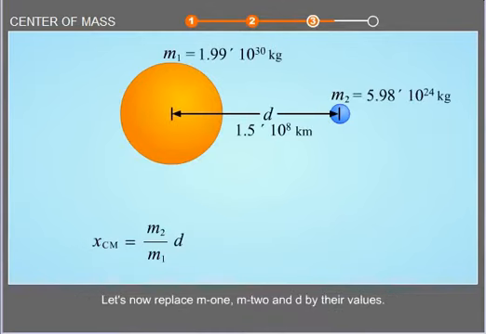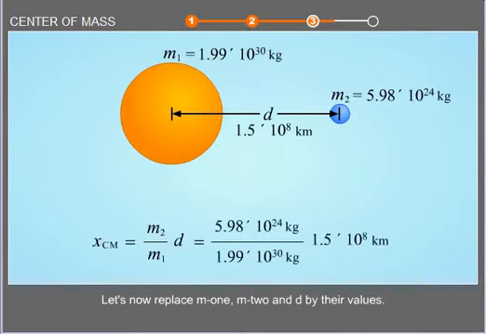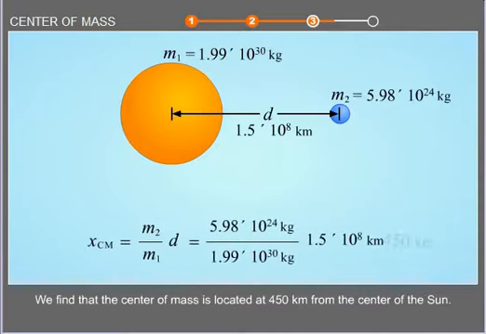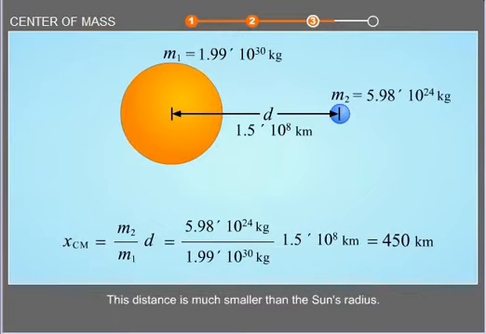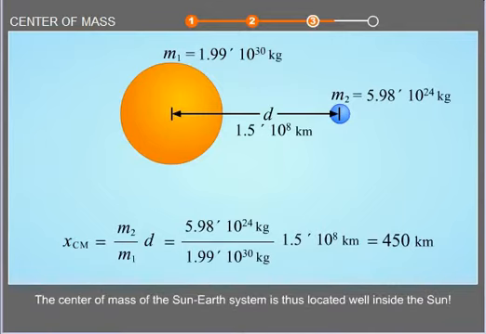Let's now replace m1, m2, and d by their values. We find that the center of mass is located at 450 kilometers from the center of the Sun. This distance is much smaller than the Sun's radius. The center of mass of the Sun-Earth system is thus located well inside the Sun.